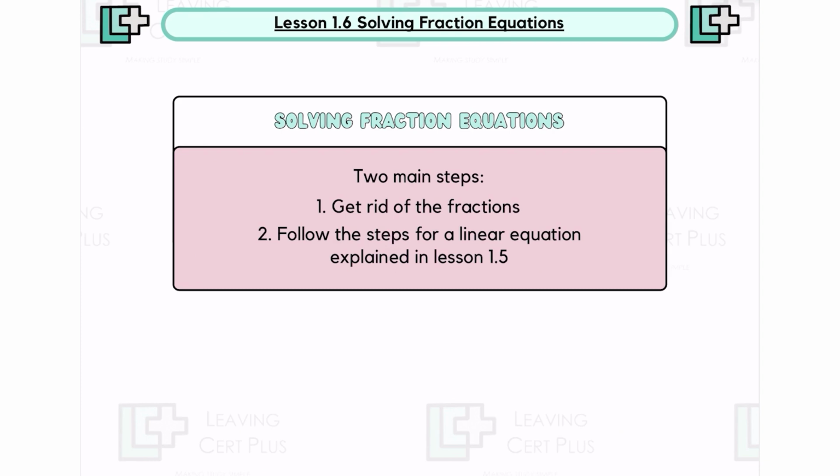So we have two main steps. The first step is to get rid of the fractions, which I'm going to show you a really quick way to do. And then the second part is to solve the equation that's left, which is usually a linear equation, just like we did in lesson 1.5. So let's see an example straight away.